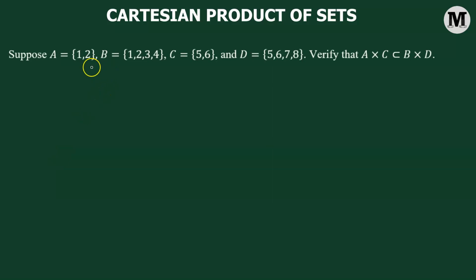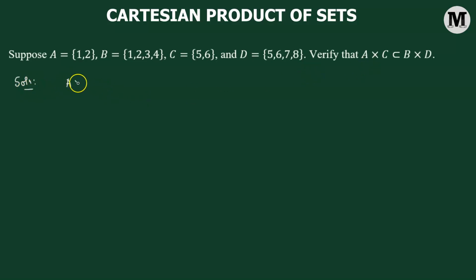So here in this problem, we are being provided with four sets A, B, C, and D. We need to verify that the Cartesian product of A and C is a subset of the Cartesian product of B and D. Okay, let us begin. So first, we'll try to find out the individual Cartesian products.